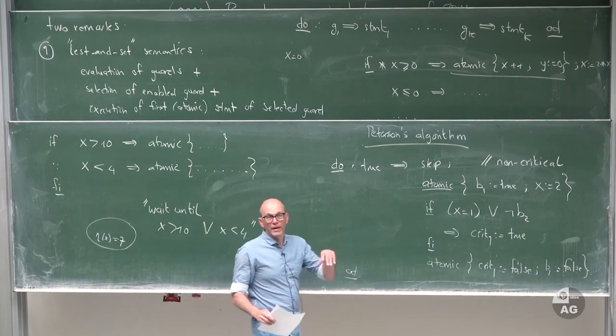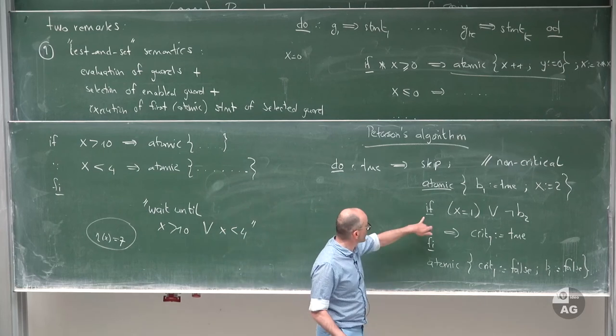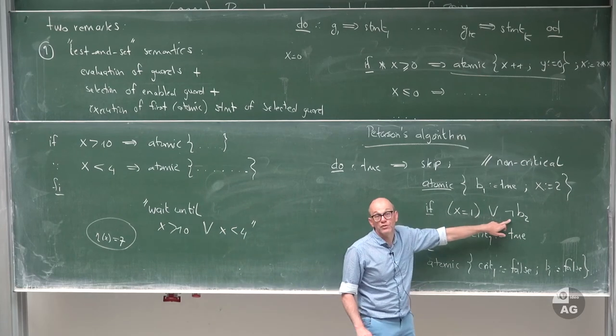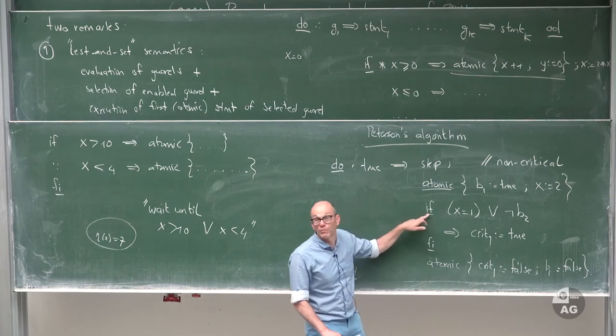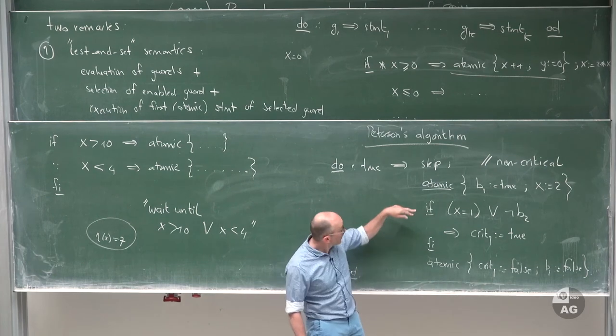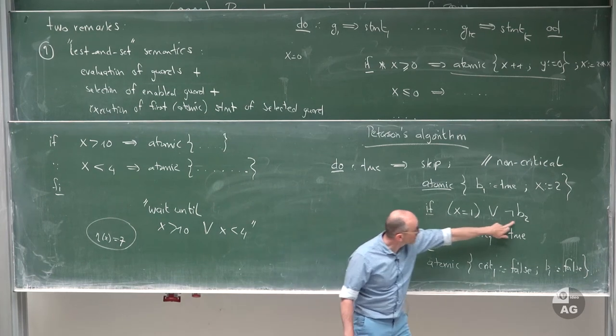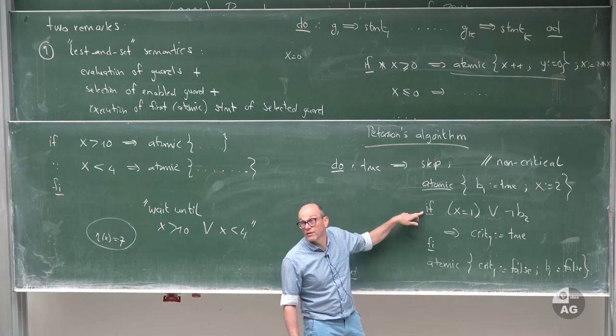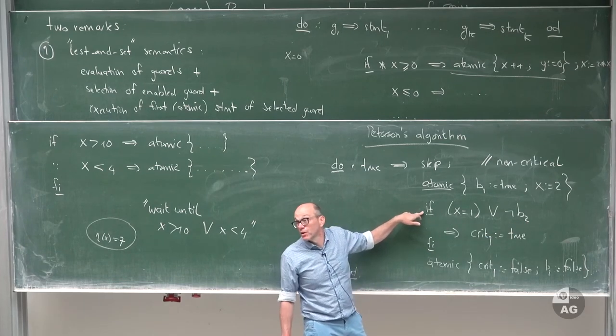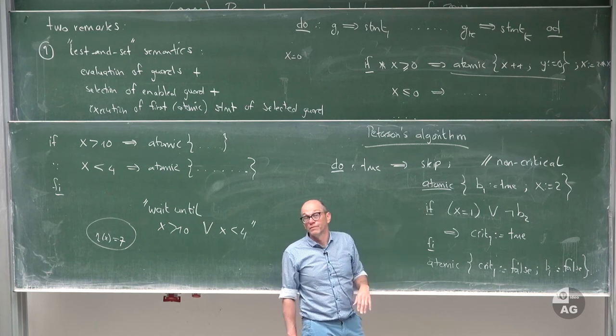So maybe if you go back to the slides of the previous lectures here, it was saying wait until this or this holds. You don't have to write this wait until because this is the blocking semantics of if. If you are in this if statement and this guard is violated, you're just stuck here. That means you are waiting until the guard becomes true, and then you can continue.